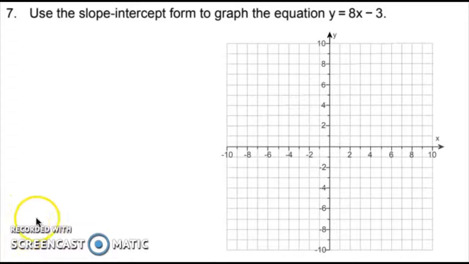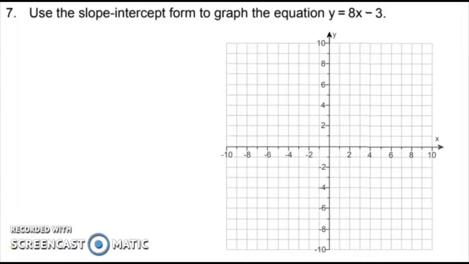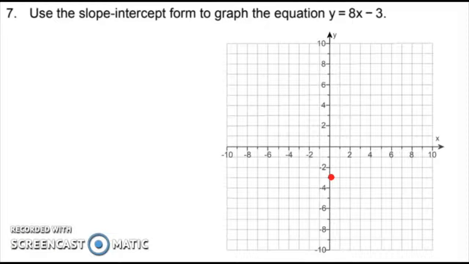Number 7, it says, use the slope-intercept form to graph the equation y equals 8x minus 3. So my y-intercept is -3, and my slope is 8, so I go up 8 over 1 from there, connect my points, and there is my line for number 7.